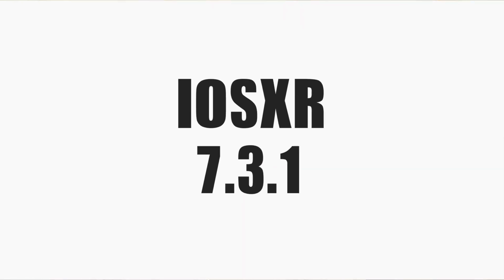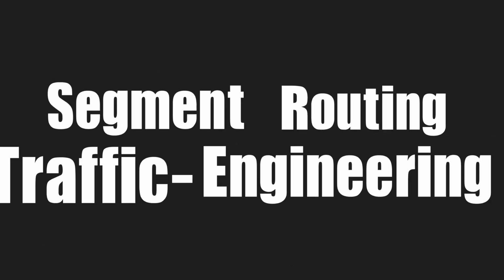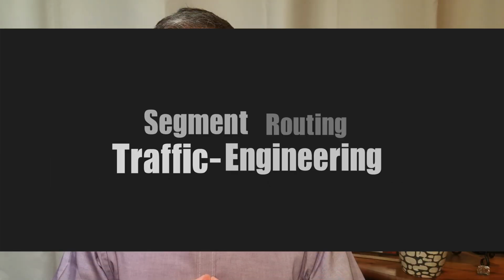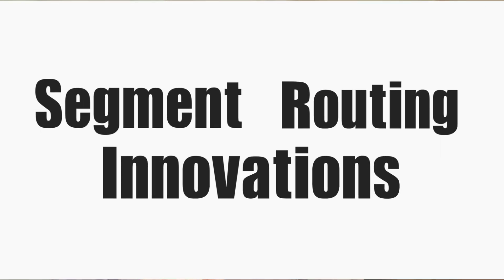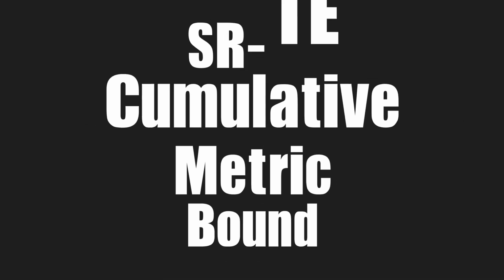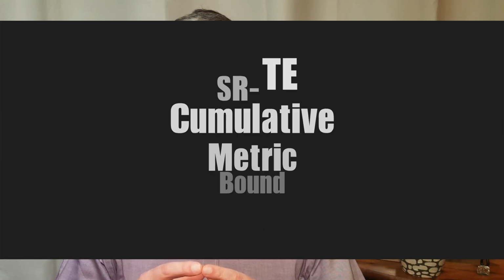Okay, now we're going to move on to our third area of segment routing MPLS innovations for IOS XR 7.3.1, and that is segment routing traffic engineering. We're going to highlight one of the new key functionalities available for SRTE that we call Cumulative-Metric bounds. With this new functionality, we're going to allow an SRTE head end to compute a path based on the optimization objective, which is the main metric of the policy, plus a new cumulative-metric bound.